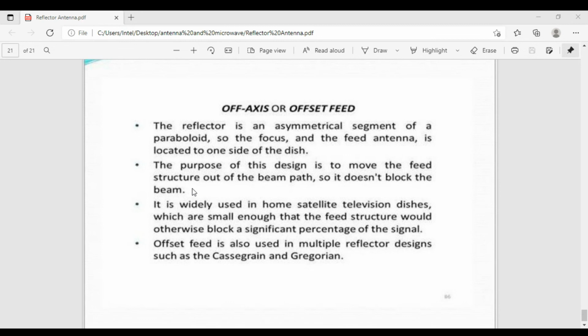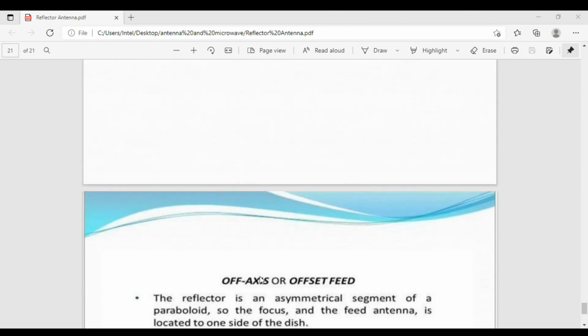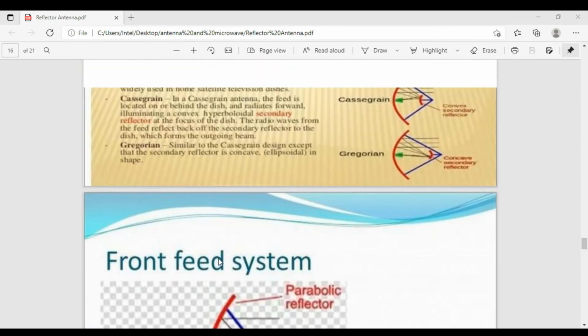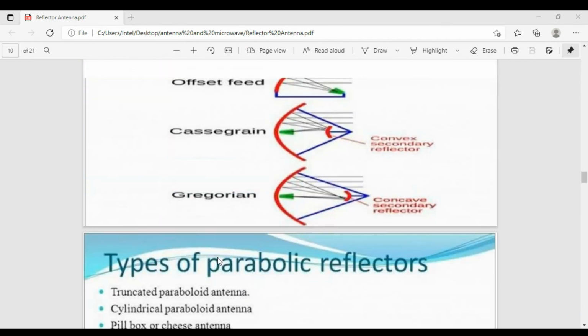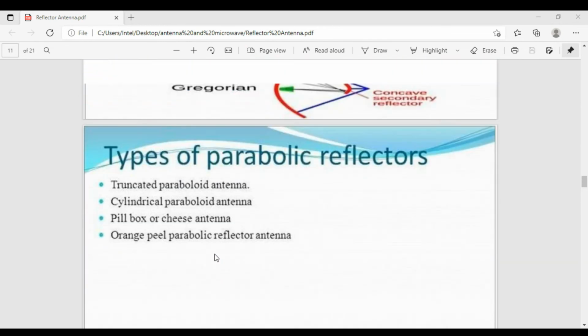So it is widely used in home satellite television dishes, which are small enough that the feed structure would otherwise block a significant percentage of the signal. The offset feed is also used in multiple reflector designs such as the Cassegrain and Gregorian. So that's all about the reflector antenna.